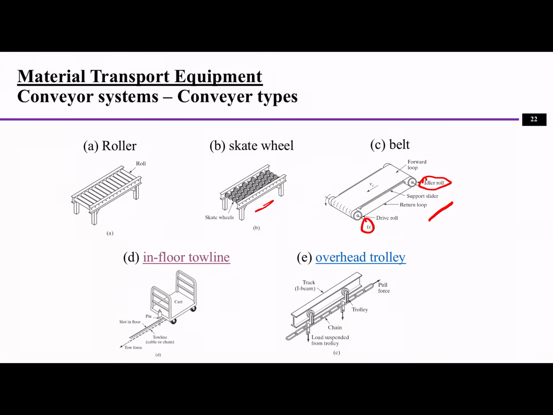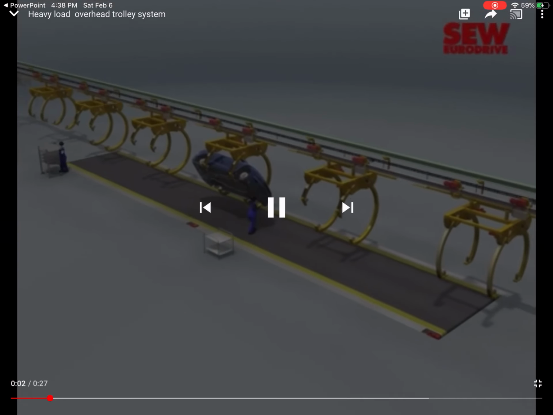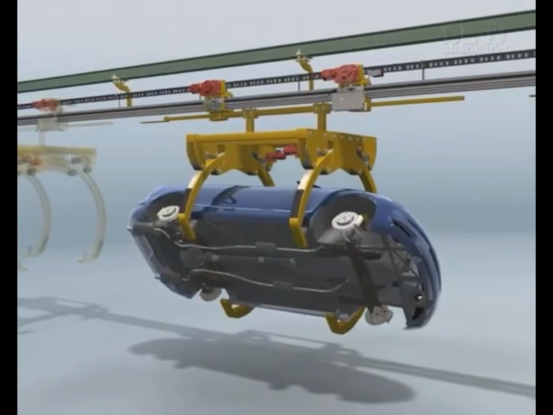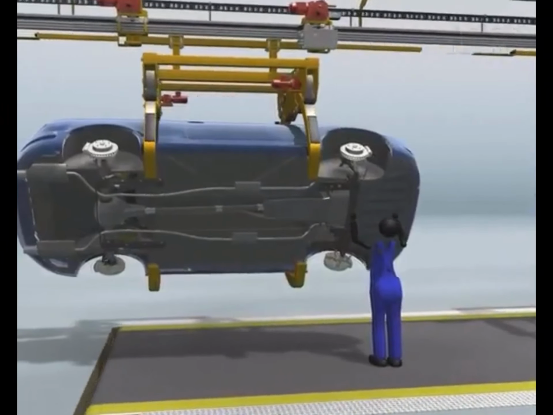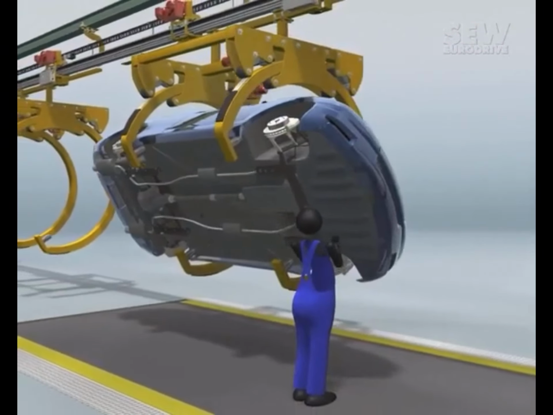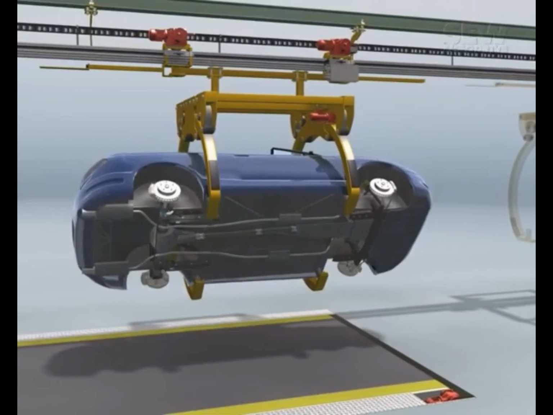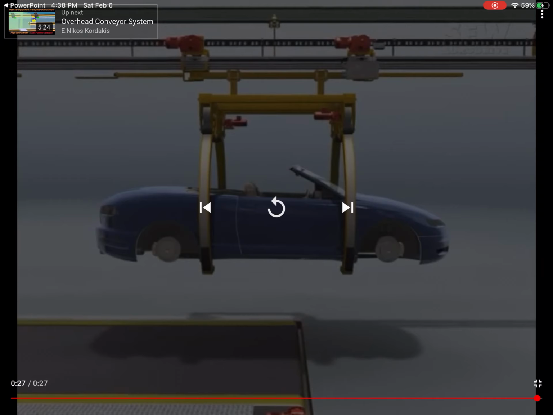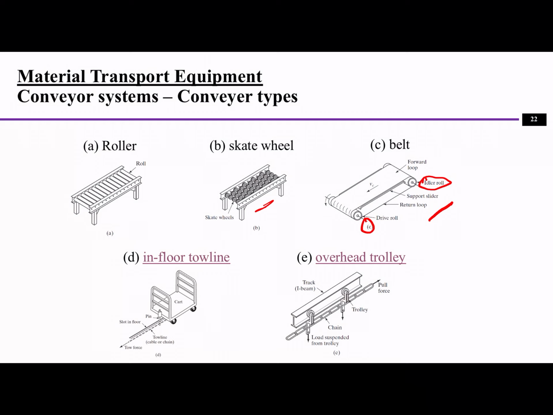Another type is the overhead trolley. There's a track or the I-beam out there that you can use a chain to move it from one place to another. So it's more like our garage door system.